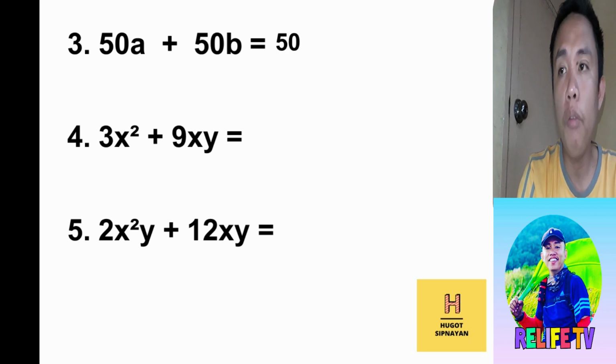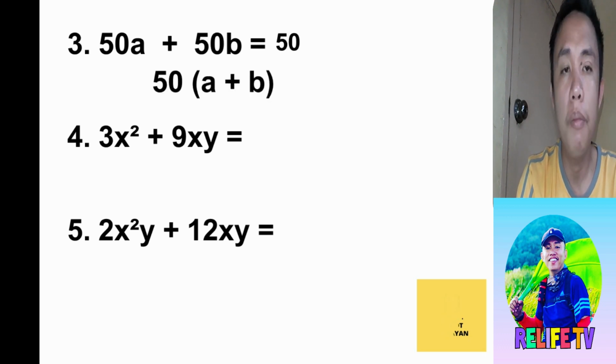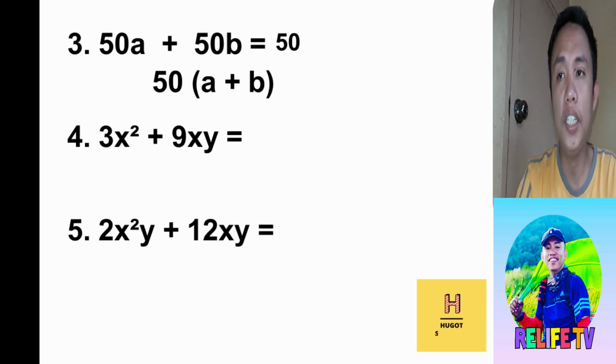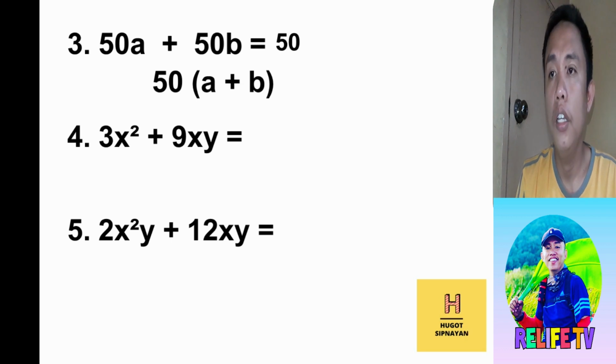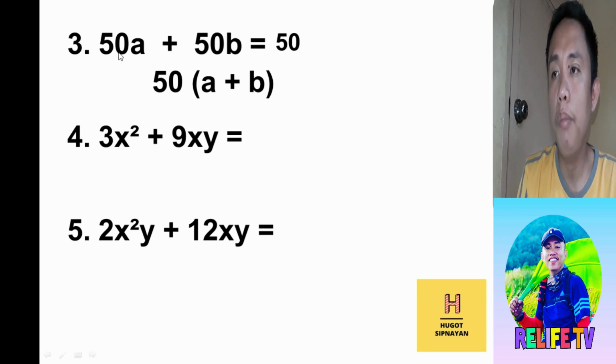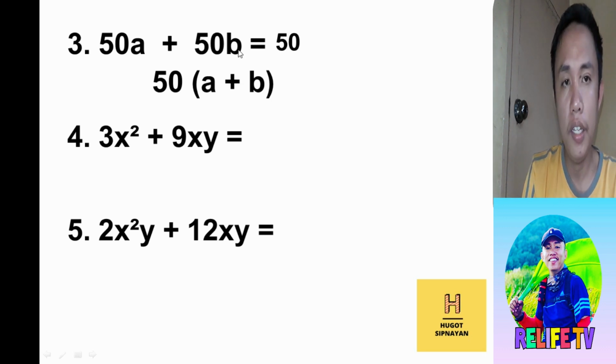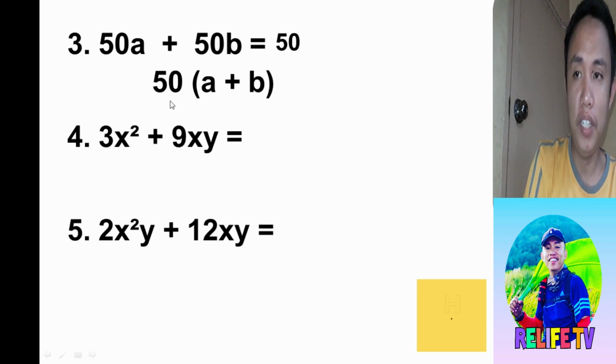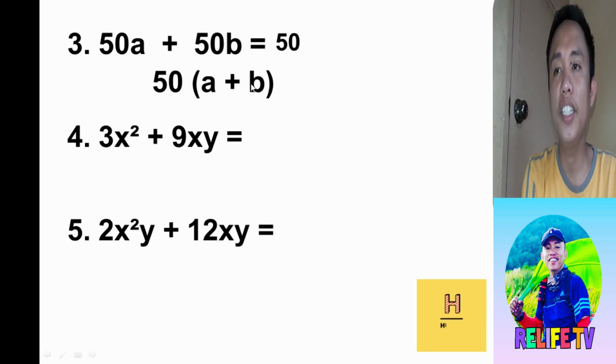Pag dinivide natin yung 50 sa 50a tsaka 50b, lalabas natin yung 50. Matitira natin ay a at b. So, 50 divided by 50a, na-omit yung 50, matitira si a. So, 50b divided by 50, matitira ay si b.